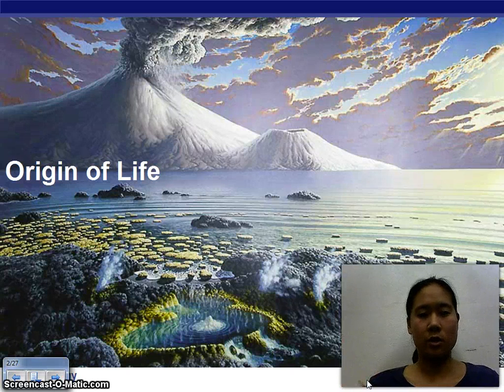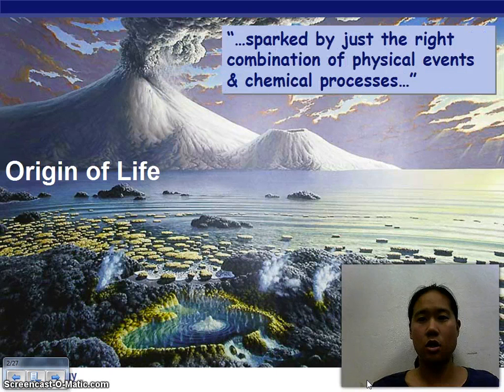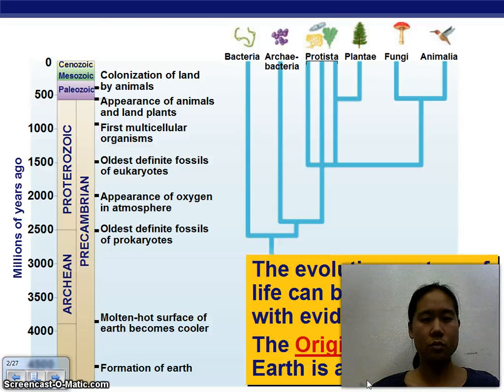Hey, how's it going? Today we're going to be talking about the origin of life. This is kind of to wrap up our evolution unit and to look at the diversity of life and how life all started. The origin of life started by just the right combination of events and chemical processes. In some ways, some people say it even happened by chance that something so complex could happen.